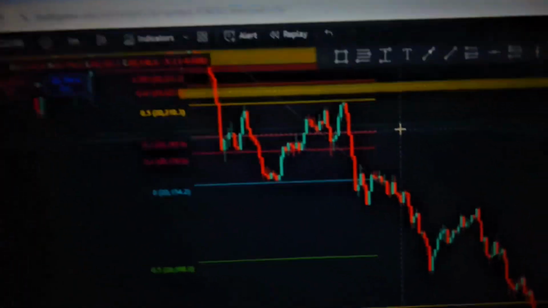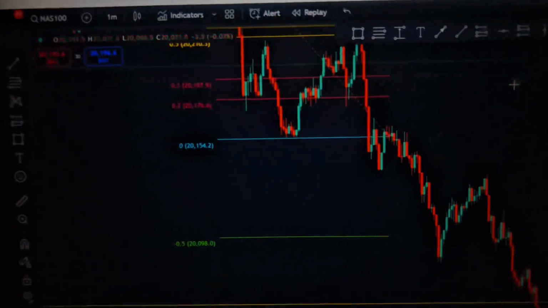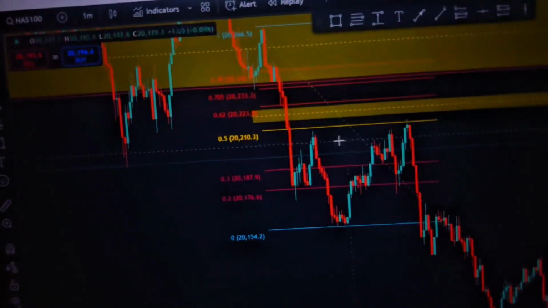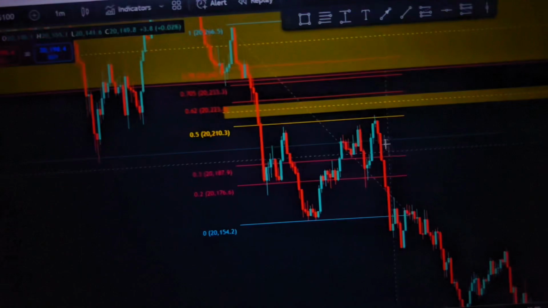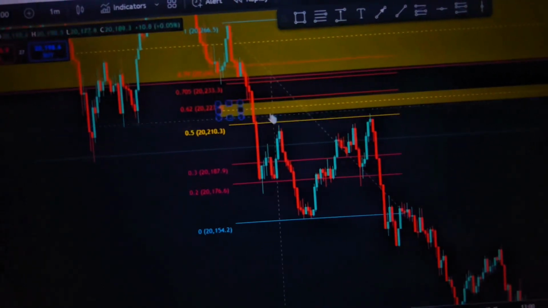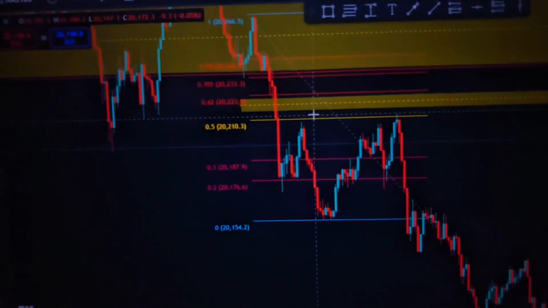I hope y'all understand exactly what happened. I hope y'all can see some market structure in here, some liquidity that was taken. Those are pretty much the things I look out for when I'm trading: liquidity runs, order blocks, fair value gaps. That's essentially all I look out for. I don't really use indicators or anything like that.